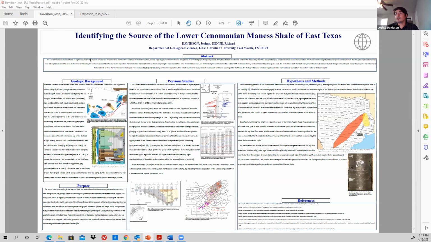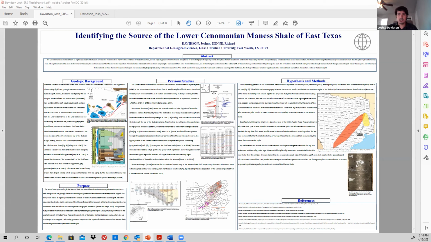To jump right in, the Lower Cinnamonian mantle shell is an argillaceous mudrock that occurs between the Butte limestone and the Woodbine sandstone in the East Texas field. This mudrock has been studied for several decades, but its sediment source is still somewhat misunderstood. Prior studies have indicated that the sediment comprising the mantle could have come from multiple sources, one of them being the Sabine uplift, which is going to be very important to my study and a part of my hypothesis.